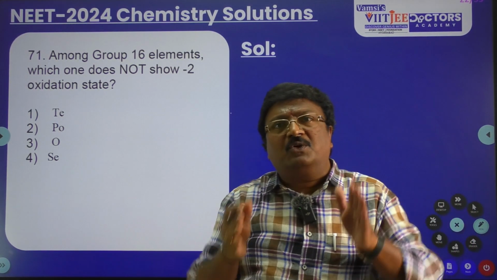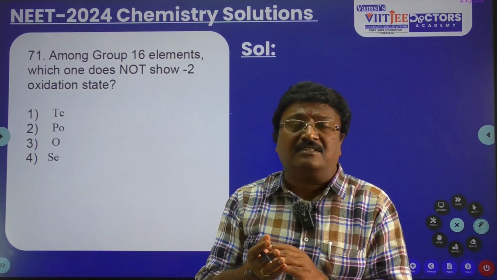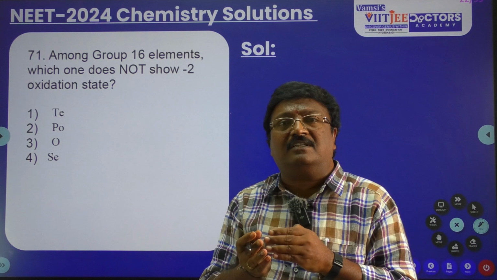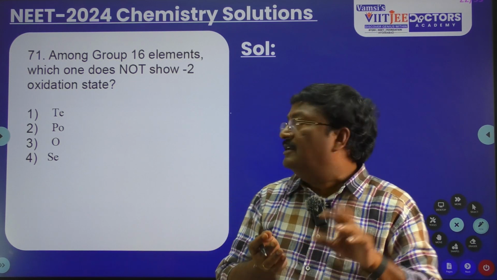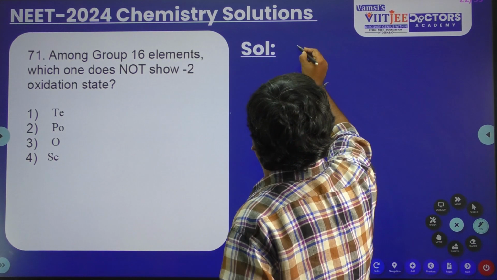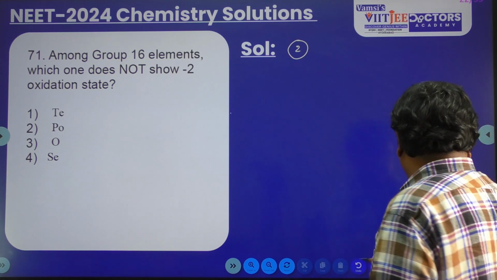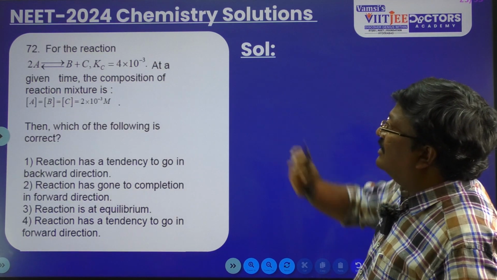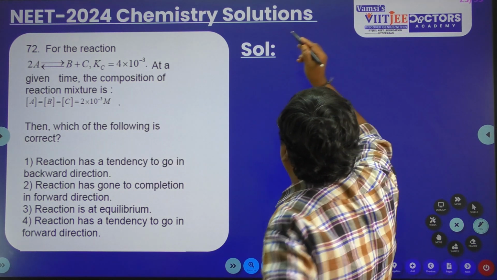In any group, gradually the metallic nature increases. Since metallic nature increases, the tendency to exhibit a negative oxidation state decreases. Thus, your answer is polonium, more metallic and radioactive. Answer is polonium. And later, the direction of reaction is asked.